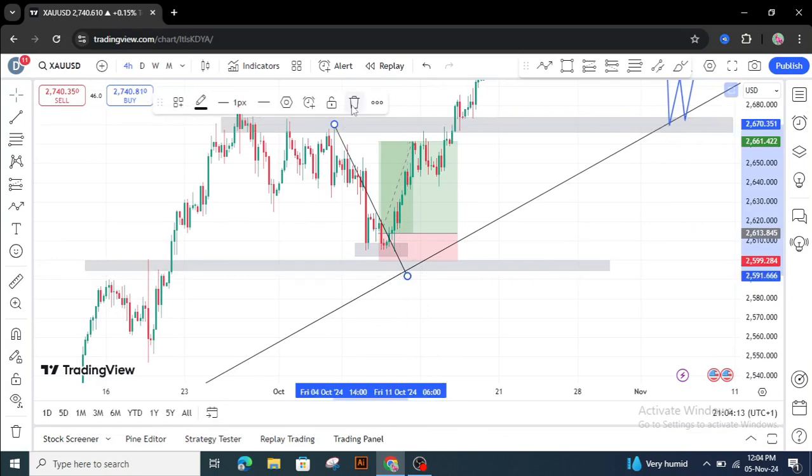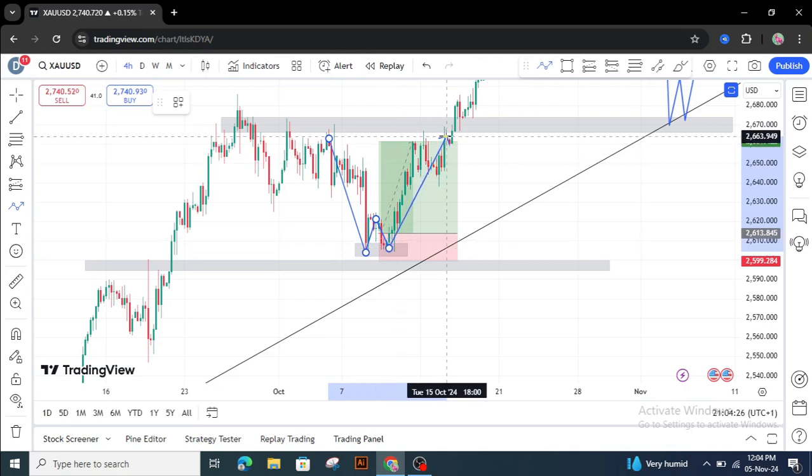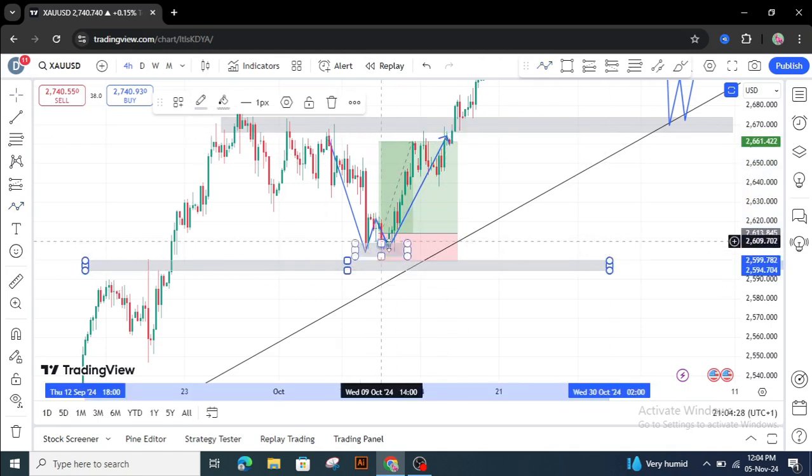Let me remove this trend line. You can see I waited for this retracement to happen, and when it eventually happened, you see it go up, then push down. That was when I took my buy position. You can see the double bottoms here.